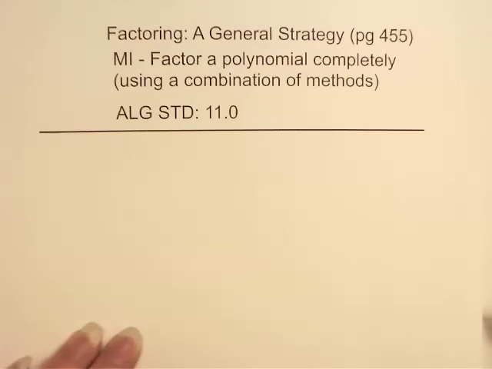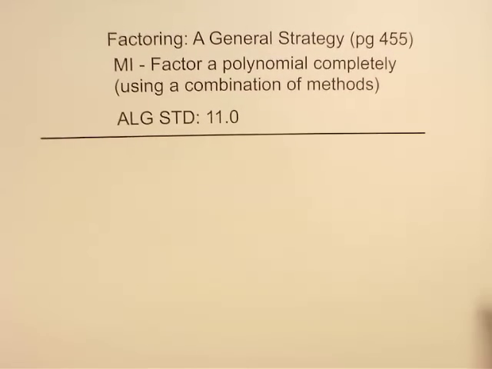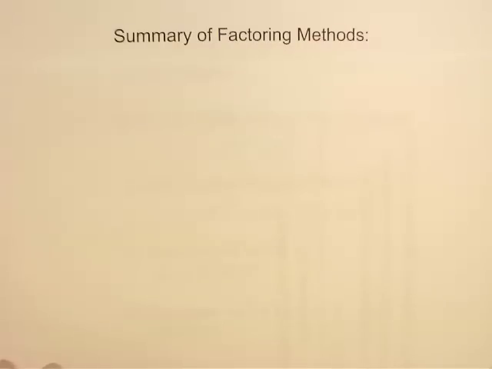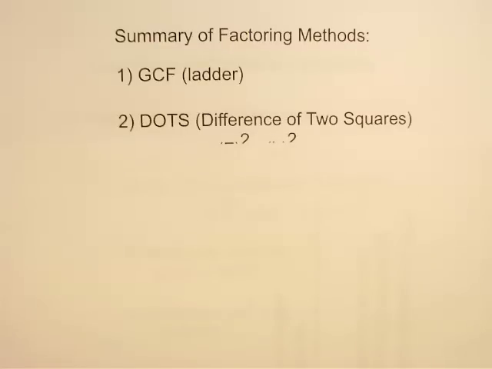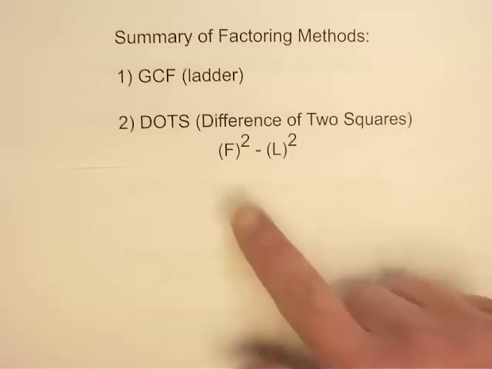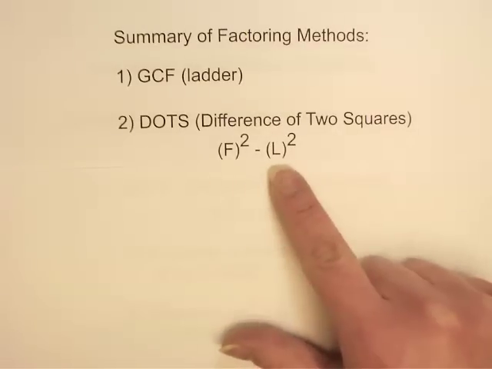So the first thing we're going to do is go ahead and summarize everything you've covered up to this point. So, summary of our factoring methods. The first factoring method that you went over was the GCF, which was constructing a ladder and factoring out common factors. At the end, we gathered all those factors together and created our GCF, or greatest common factor. The second method that you covered was DOTS, or difference of two squares. There was a pattern to recognize.